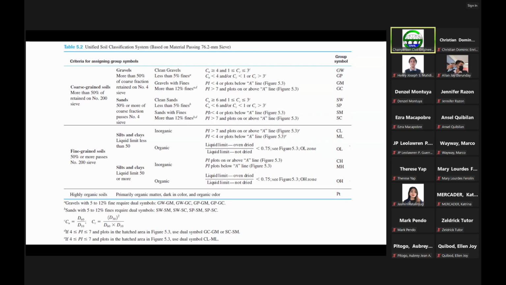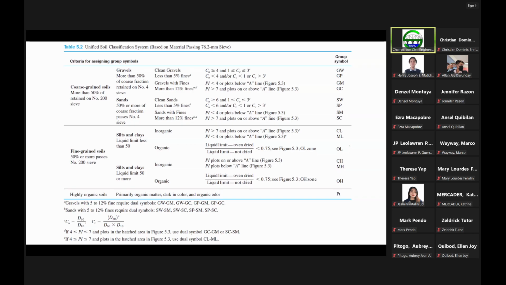Now, in the case of sands, we have here two types. You have the clean sands as well as the sands with fines. The clean sands have less than 5% fines, the fines usually being the number 200 sieve. And then sands with fines are materials with more than 12% fines.